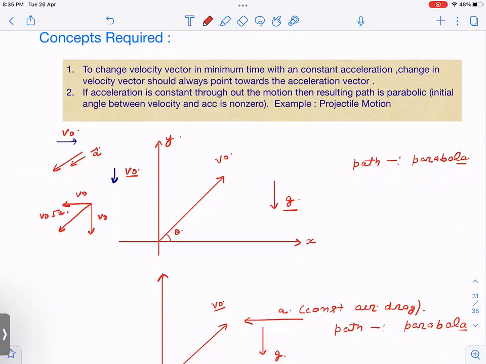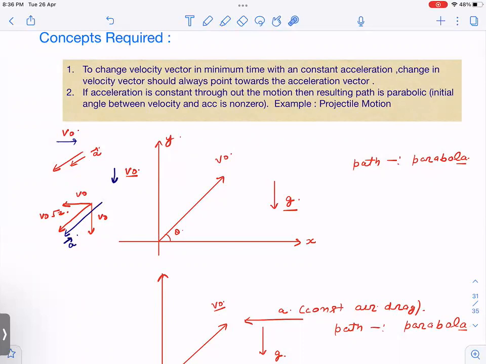Now, if you want to achieve this in minimum time, then your acceleration vector should always point in the direction of the change in velocity vector, right? This makes sense also because if you want to do this in minimum time, then the entire acceleration vector should be utilized in changing the velocity vector, right? A is equal to dv by dt. If acceleration is pointing in some other direction, then only a component of that will be utilized in achieving the velocity change, right? You will not get the minimum time, fine.